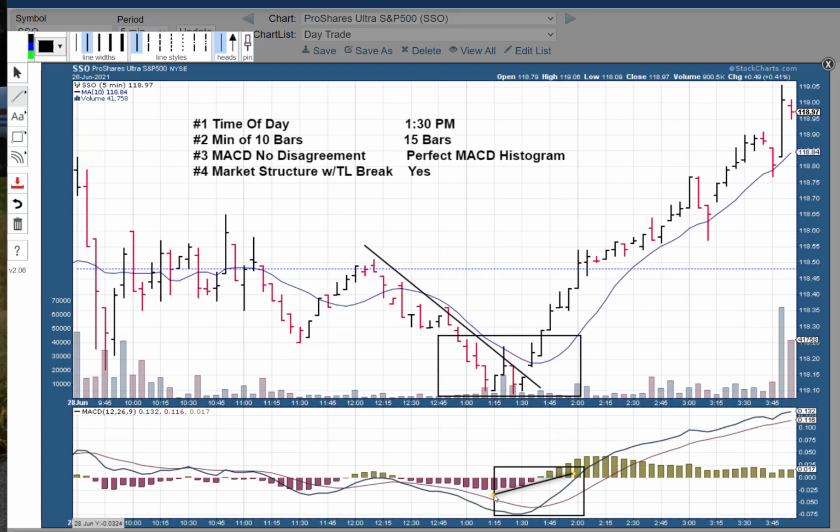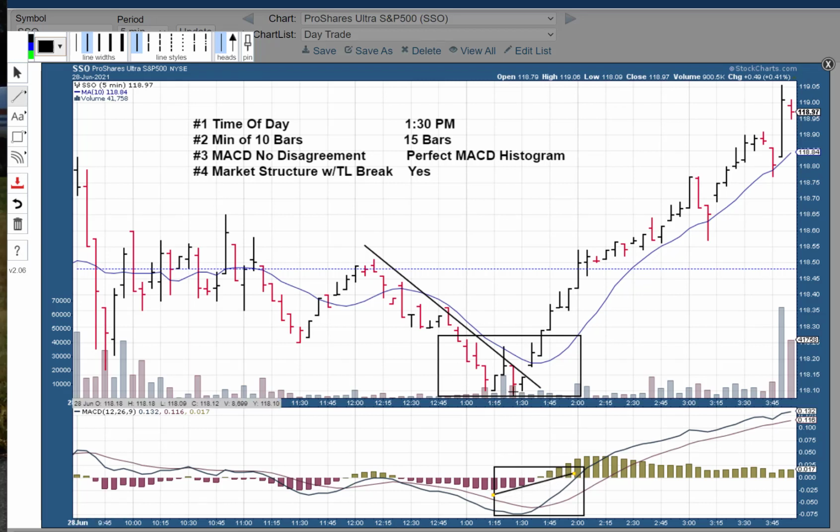But we don't need that. We just need the histogram coming into our favor. And that means that these 2 moving averages down here are converging, thus MACD: moving average convergence divergence. These are converging, and that puts us on the right side of the MACD equation. The last item, number 4, market structure with a trend line break.